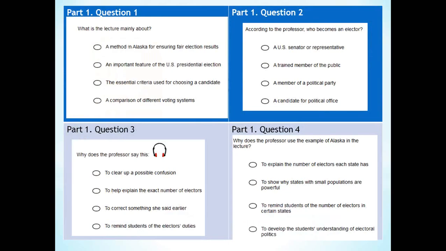Now get ready to answer the questions. You may use your notes to help you answer. 1. What is the lecture mainly about? 2. According to the professor, who becomes an elector?